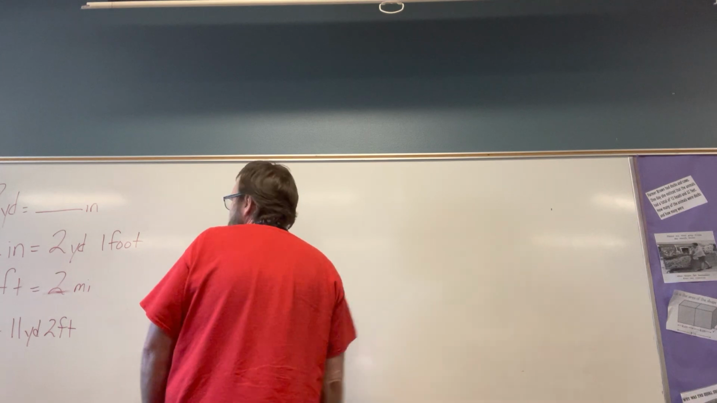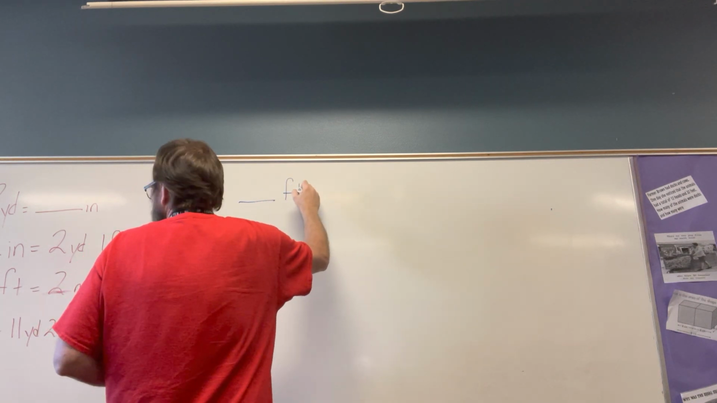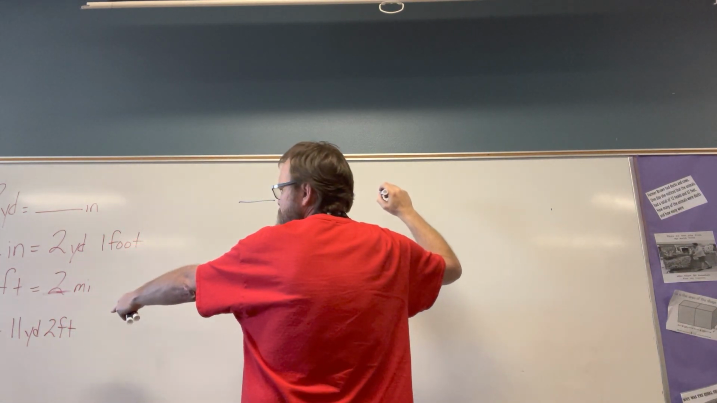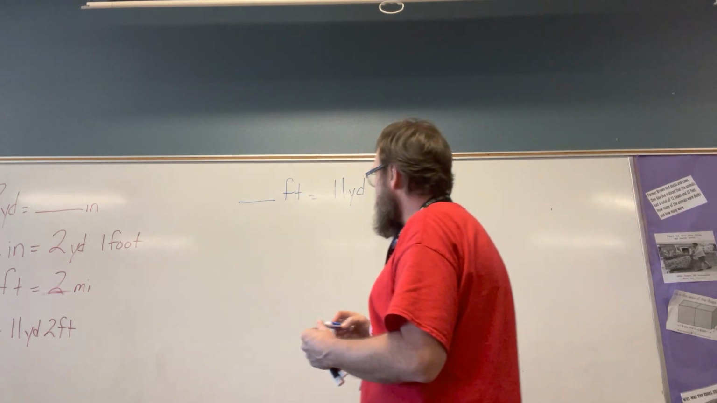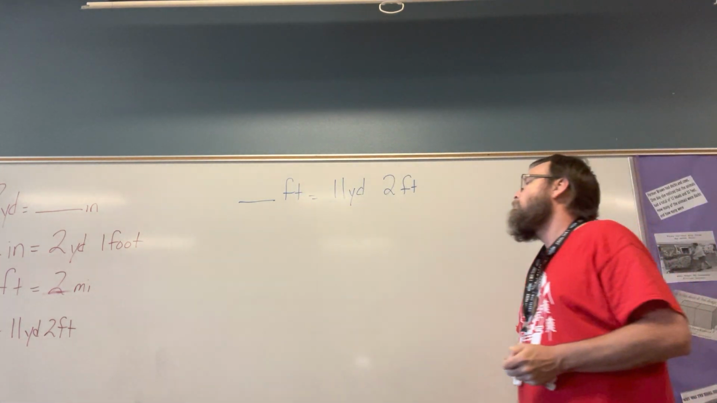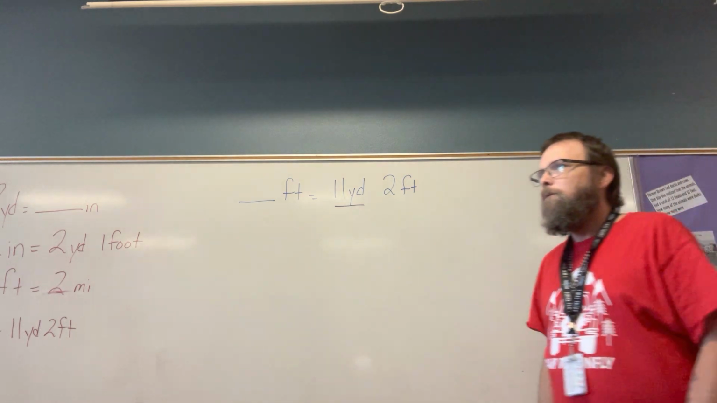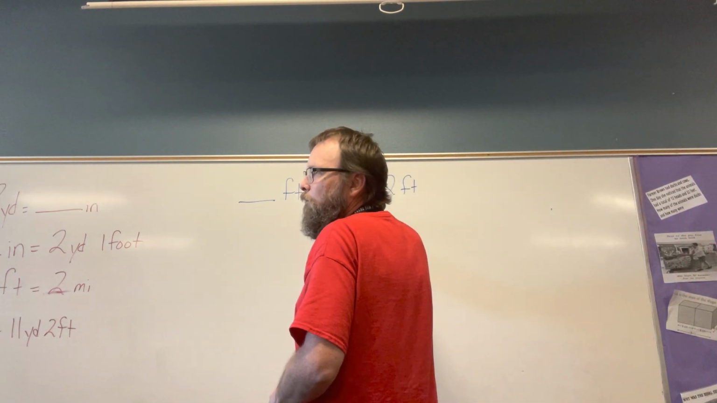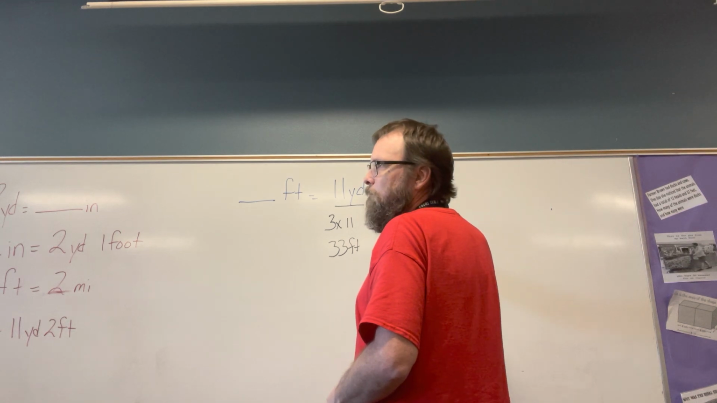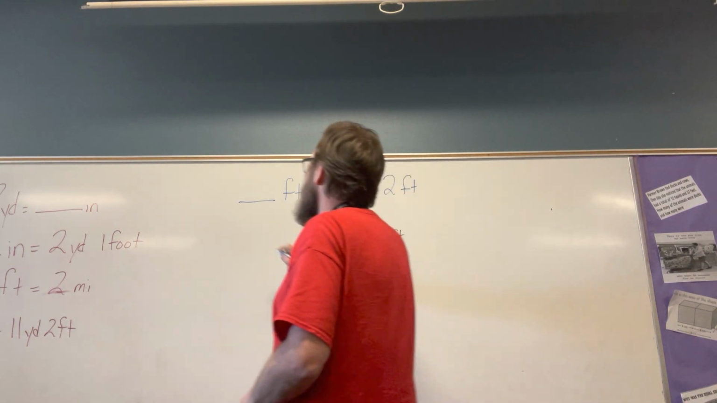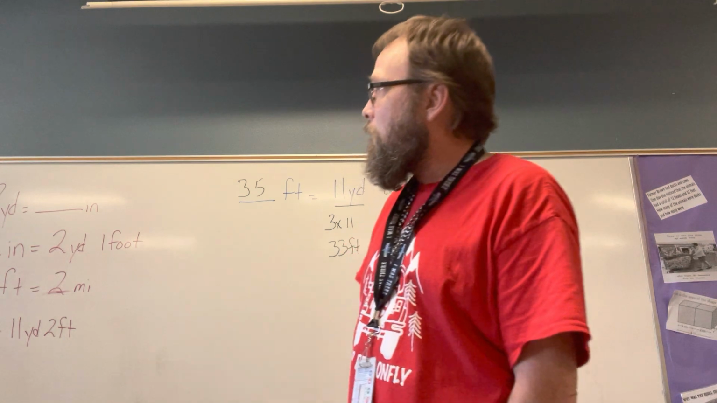And I'm going to do uno más. Blank feet equals, did we already do this one? 11 yards, 2 feet? Okay. So we need to figure out how many feet are in 11 yards and 2 feet. First, how many feet are in 11 yards? How many feet are in 1 yard? Good, 3. So 11 yards is 33 feet. 2 feet is 2 feet. So 33 feet plus 2 feet is 35 feet. So that's some customary length.